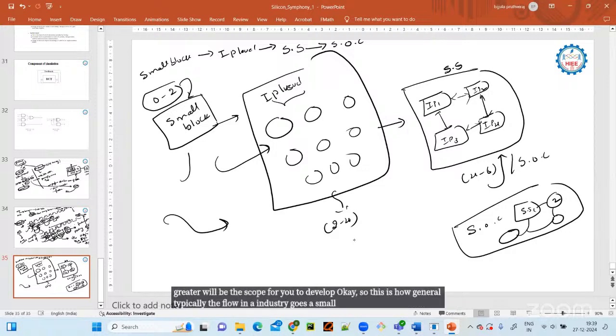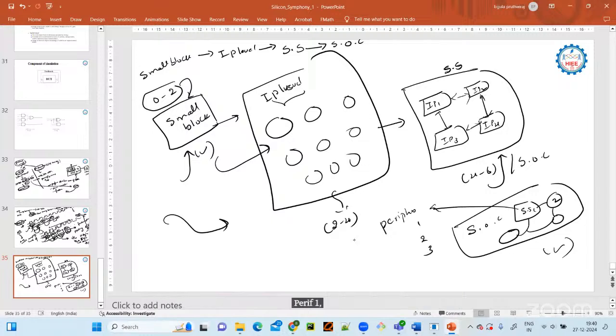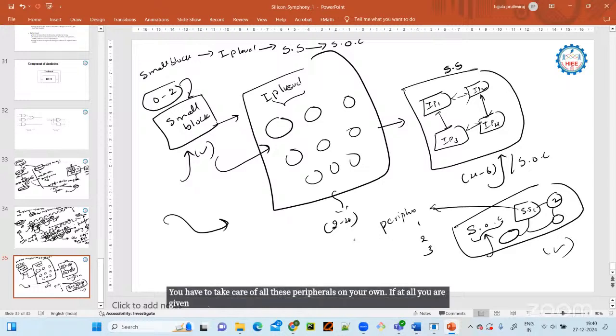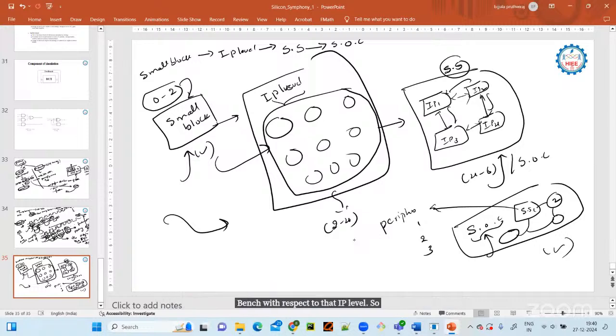Block level is easy, and SOC level is quite difficult because you have to take care of a lot of peripherals. Subsystems will be named something like perif 0, perif 1, perif 2, perif 3, and you have to take care of all these peripherals on your own. If you are given ownership of an SOC, you monitor the subsystems; if it is a subsystem, you have to monitor all your IPs; if it is at IP level, you have to take care of the whole bench with respect to that IP. So this is how it varies.